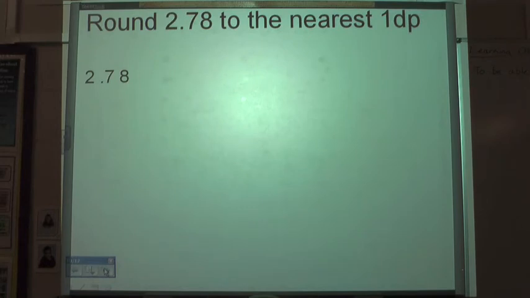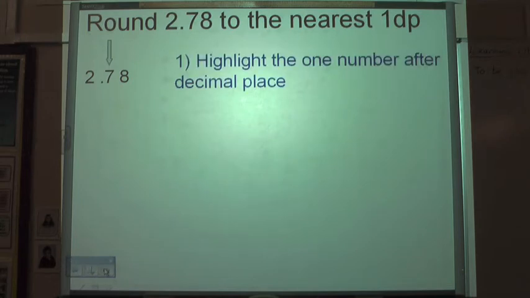Okay, so we've looked at rounding to the nearest 10, 100 and 1000. Now we're going to look at rounding to decimal places. Always seems to confuse people. The rules are the same, we just have to locate which decimal place we're rounding to. So in this case, 1 decimal place. So highlight the 1 number after the decimal place, immediately next to it.